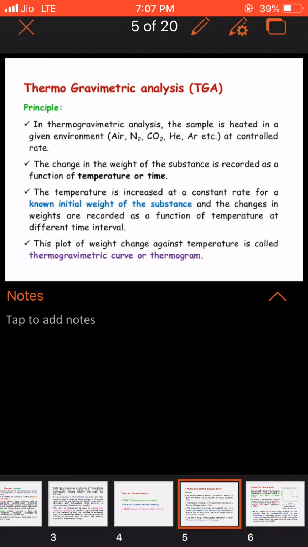So basically, in principle, a material or a sample that is to be analyzed is taken and it is heated in a given environment at a controlled rate. So you can do a systematic increase or decrease in temperature by systematically controlling the amount of heat supplied to the material under study.